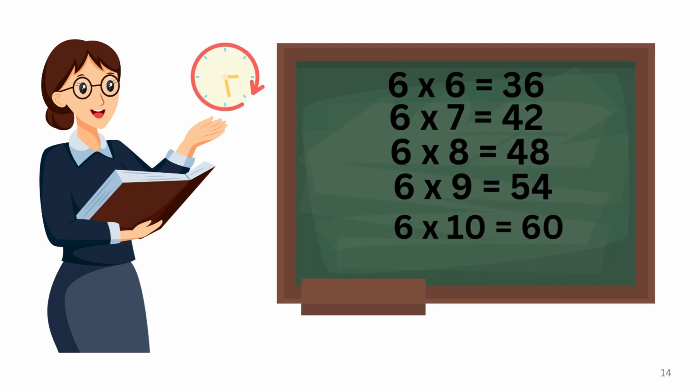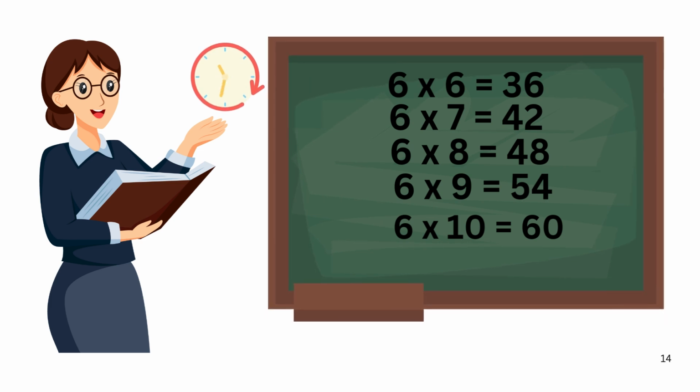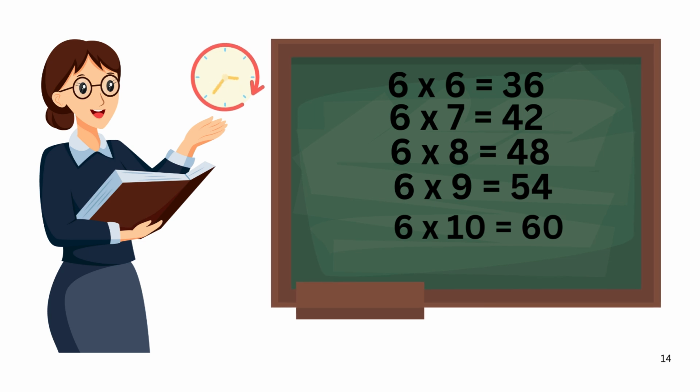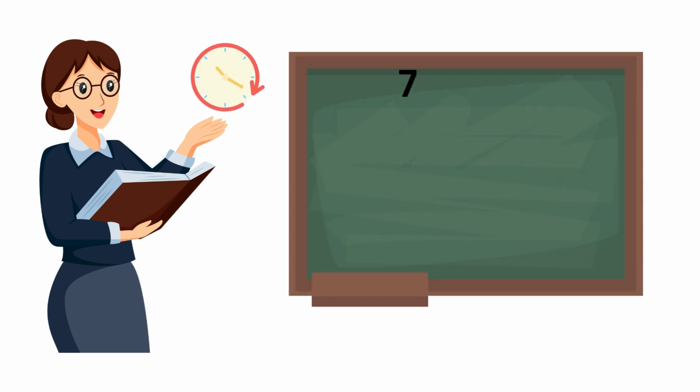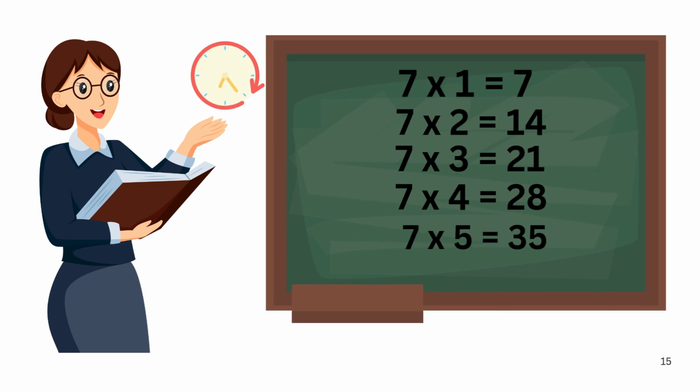6 multiplied by 6 equals 36. 6 multiplied by 7 equals 42. 6 multiplied by 8 equals 48. 6 multiplied by 9 equals 54. 6 multiplied by 10 equals 60. Next, we are going to learn the tables of number 7. 7 multiplied by 1 equals 7.